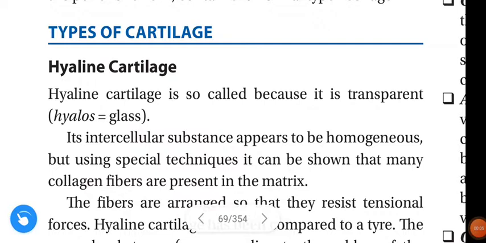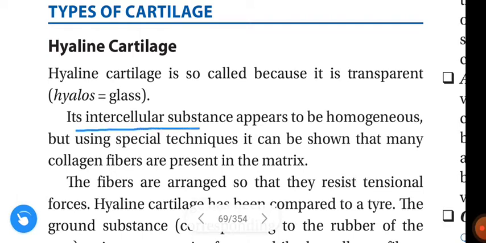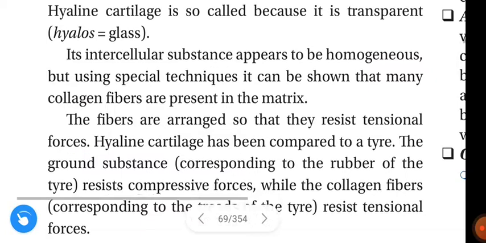In this video, we are going to learn about the hyaline cartilage. Hyaline cartilage is so called because it is transparent, and hyalos means glass. Its intercellular substance appears to be homogeneous, but using special techniques, it can be shown that many collagen fibers are present in the matrix. The fibers are arranged so that they resist the tensional forces.